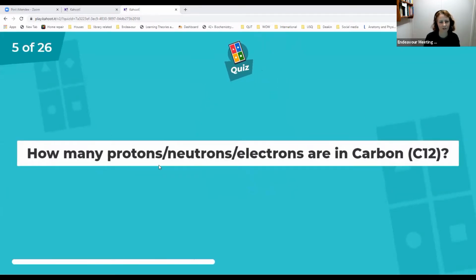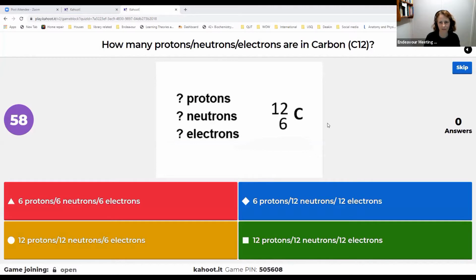So how many protons, neutrons, and electrons are present in carbon, as in C12, which is an isotope form of carbon? And so, of course, C12, 6. So the 6 first is the atomic number, and the 12 is the atomic mass.